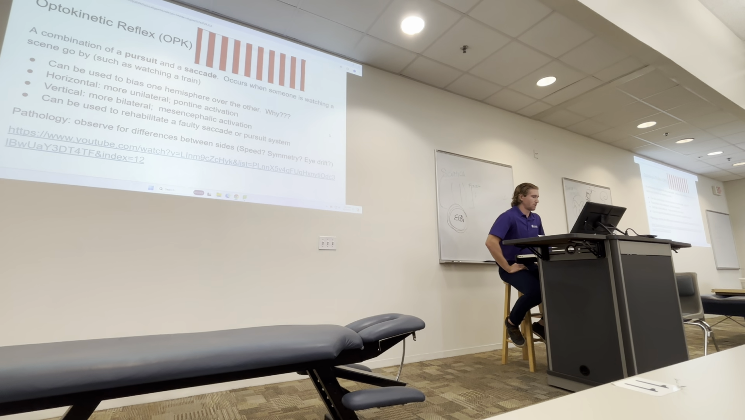And so, as it says here, you can bias one hemisphere over the other, because if you think about it, if you're pursuing to the right, that's same side parietal, so right parietal, then you saccade to the left. If you saccade to the left, that's right frontal. So that's how you can bias either side. And if you're going vertically, that's more midbrain activation, because that's more oculomotor and trochlear nerve as opposed to abducens.